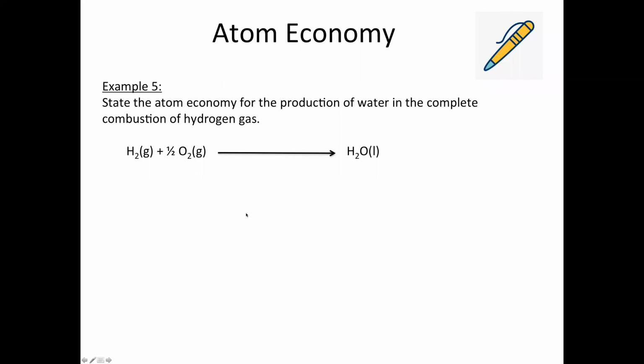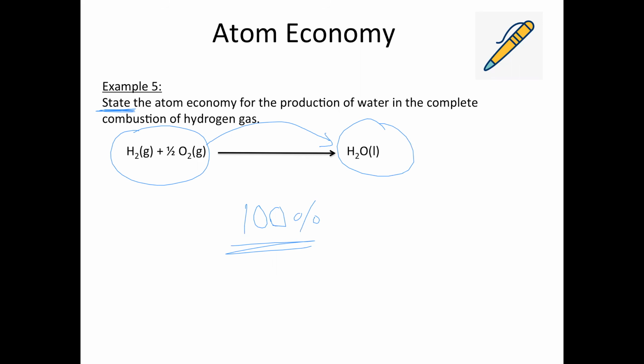So the atom economy for this reaction is 100%, because you're only making one thing. So all of your reactants are going towards making that water. Okay, so if your reaction is only making one product, your atom economy will always be 100%. And if the question tells you to state the atom economy, it's not expecting you to use a calculation. It will only be worth 1 mark, and it should be fairly obvious what the atom economy is, i.e. it's usually 100%.